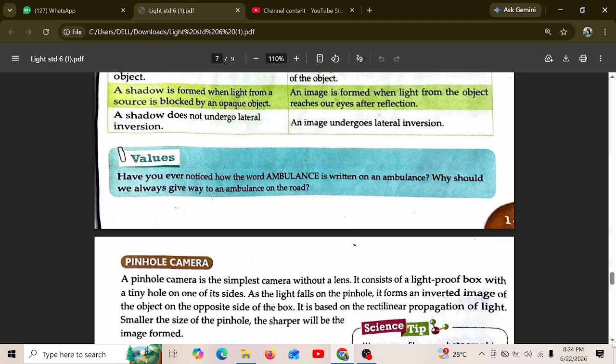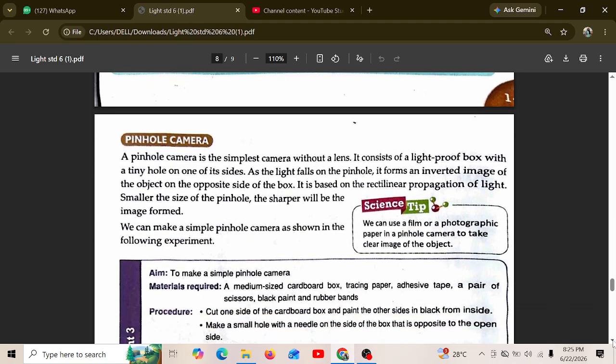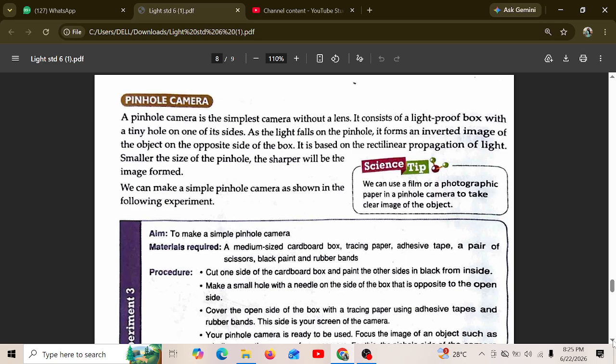Lastly, we are having the pinhole camera. The pinhole camera is the simplest camera without a lens. It consists of a light-proof box with a tiny hole on one of its sides. The light falls on the pinhole and forms an inverted image of the object on the opposite side of the box, and it is based on the rectilinear propagation of light. The smaller the pinhole size, the sharper the image.